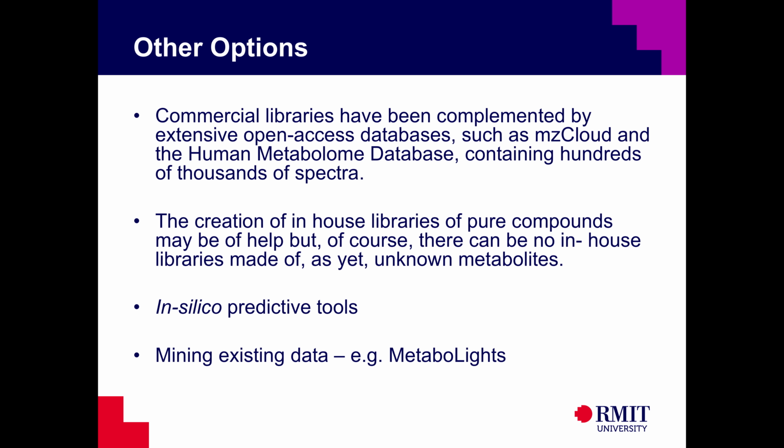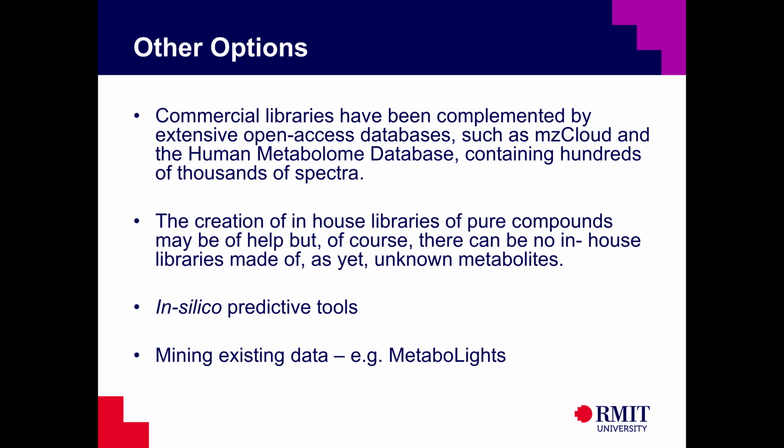Other options, we've got databases such as mzCloud and the Human Metabolome Database. They've got hundreds of thousands of spectra. The creation of in-house libraries of pure compounds would be of help, but of course you can't make an in-house library of unknown metabolites. So I think some things that are going to be interesting in the future are these in silico predictive tools, so using computers to predict the NMR structure of certain things, or the MS data, and also potentially making use of existing data.